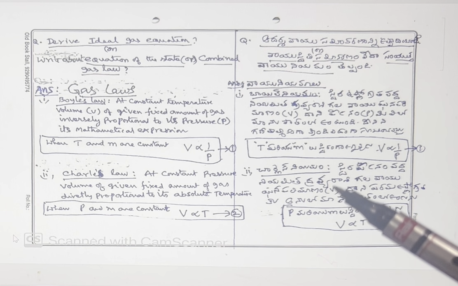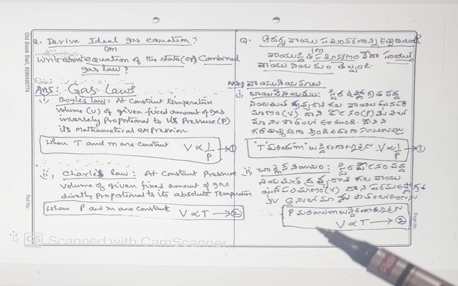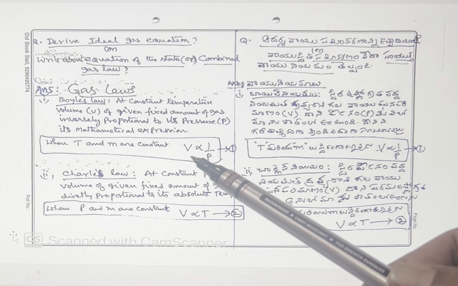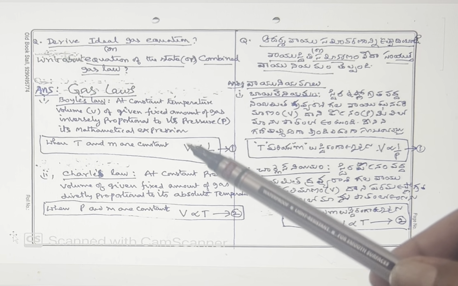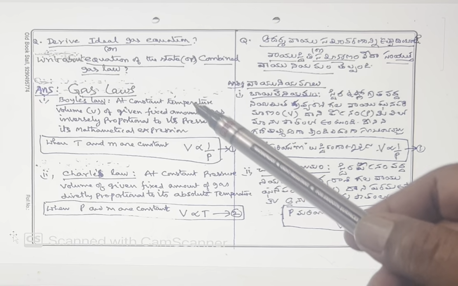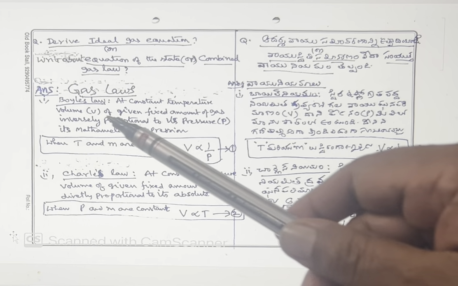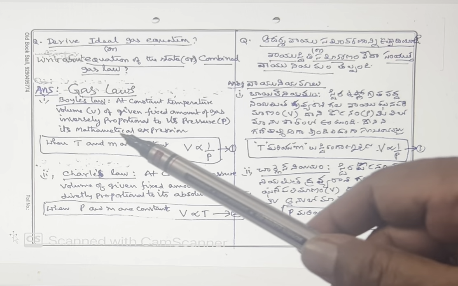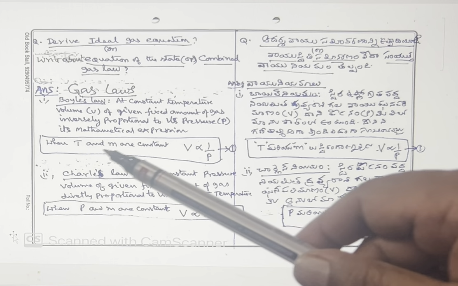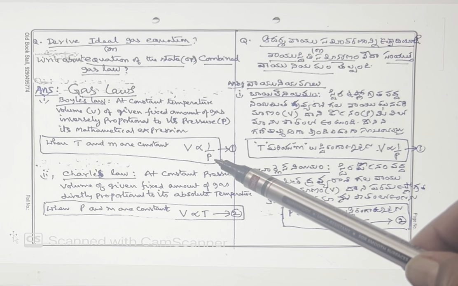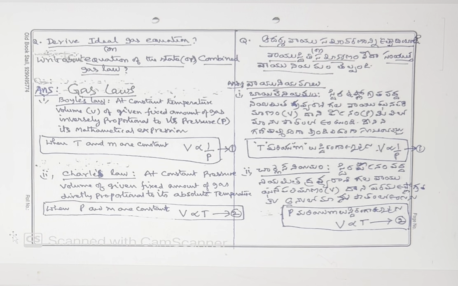Now, we simply remember those gas laws in the form of short lines. Boyle's law: at constant temperature, the volume of a given fixed amount of gas is inversely proportional to its pressure. Its mathematical expression is, when T and n are constant, V is inversely proportional to P. That is equation 1.